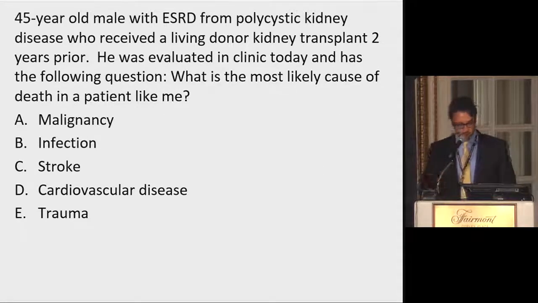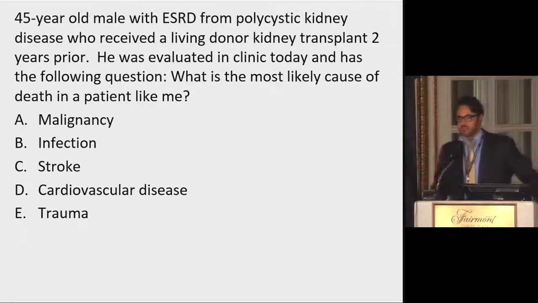And I'm going to start with a question. This is a 45-year-old gentleman who has polycystic kidney disease, and he received a living donor transplant 2 years prior. Whenever you're seeing a transplant patient, the timing of the transplant is key, okay? So 2 years, you've got to start thinking about other comorbidities if you're comparing to, say, 1 week or 1 month. He was evaluated in clinic and has the following question: what is the most likely cause of death in a patient like me? So let's see, we have A, B, C, D, E here.